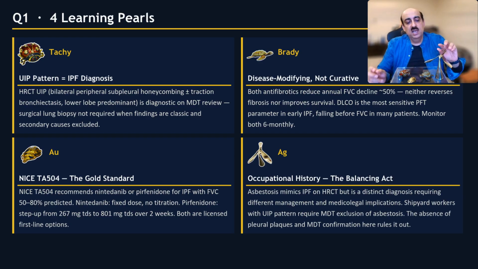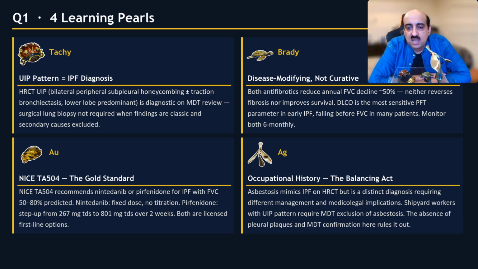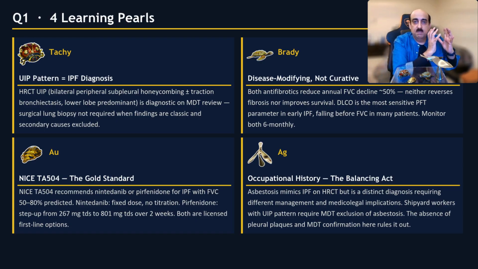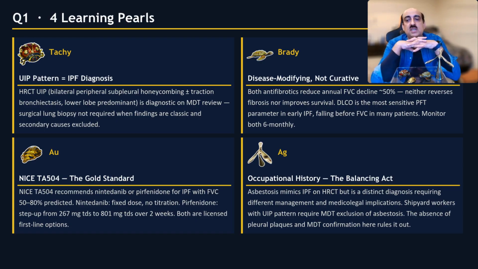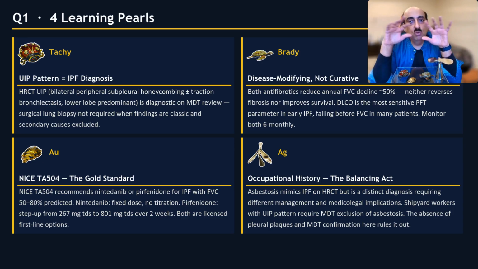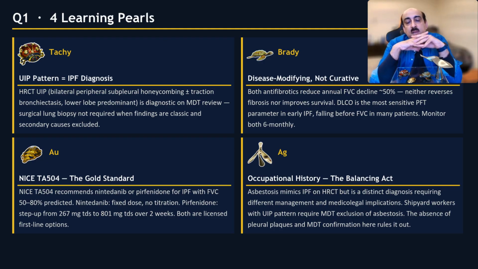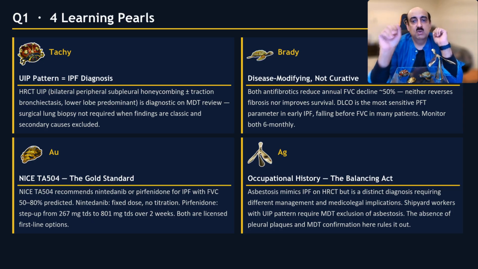And finally, our AG, the balance homeostasis, the balancing act, is the occupational history. So any patient with asbestosis may mimic IPF on HRCT, but it's a distinct diagnosis which has specific management and medico-legal implications. And shipyard workers with UIP pattern require MDT exclusion of asbestosis. The absence of pleural plaques in our patient and MDT confirmation here rules it out. So that's the key criteria here.